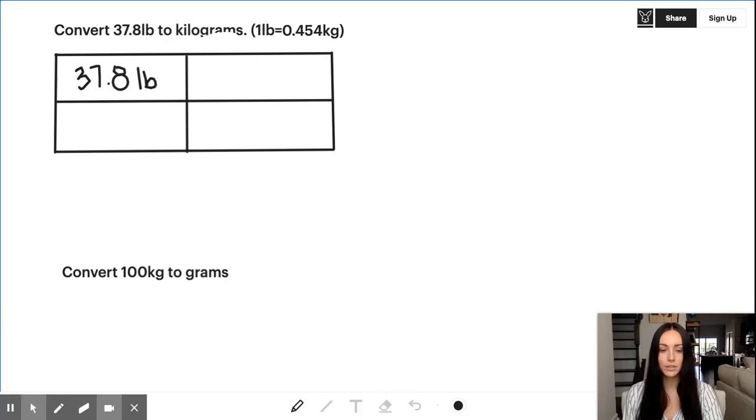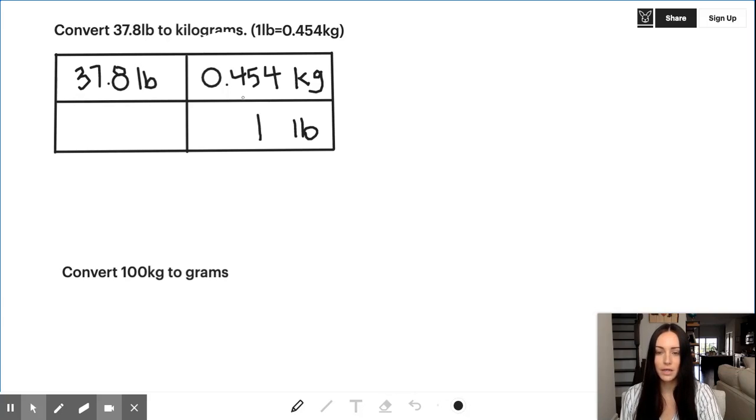So we know that our job is to try to cancel out the unwanted units and leave us with only the units that we want. In this case, my unwanted unit is in the numerator. So in order to cancel it out, I know that it needs to be placed in the denominator. Then that leaves me with the other part of my conversion factor, which is kilograms. I then want to place that in the other half of the fraction. All I need to do now is plug in the values of the conversion factor. In this case, 1 pound is equal to 0.454 kilograms.